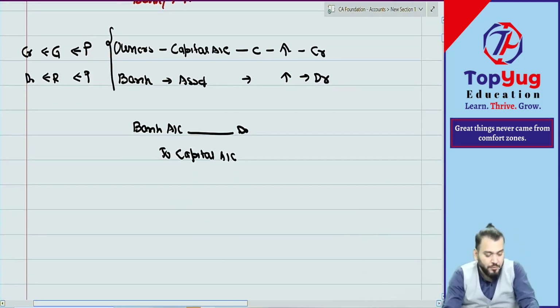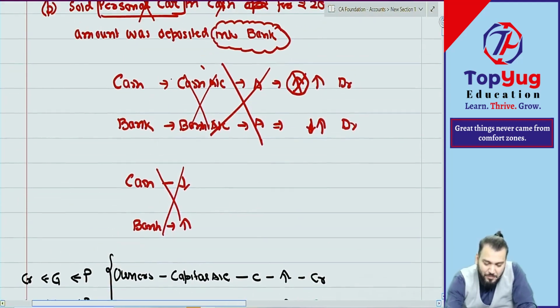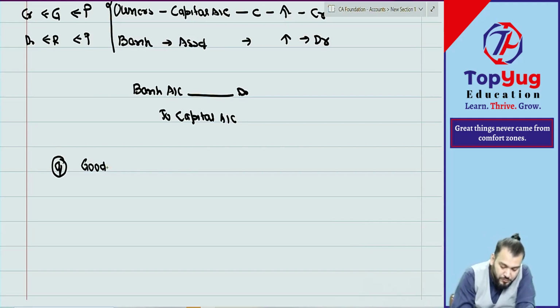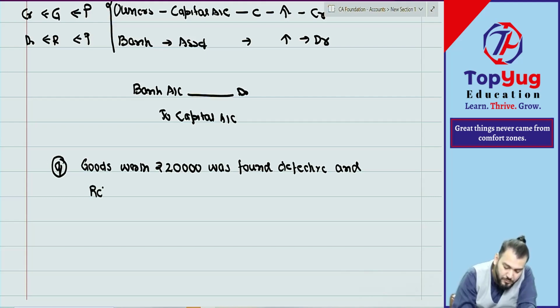Got it? Okay, next transaction. Goods worth rupees 20,000 were found defective and returned to Mr. A, supplier, of such goods. Correct?